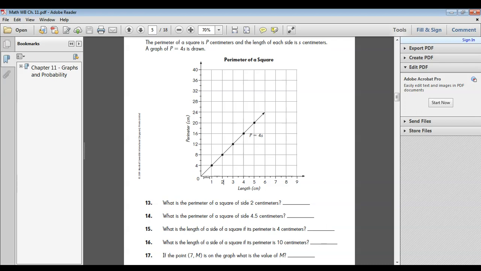So that will be pretty helpful to you guys as you move through this lesson. If the length of one side is 2 1/2, I can go up and see what the perimeter is going to be. And I'll leave that as something that you guys can think about.